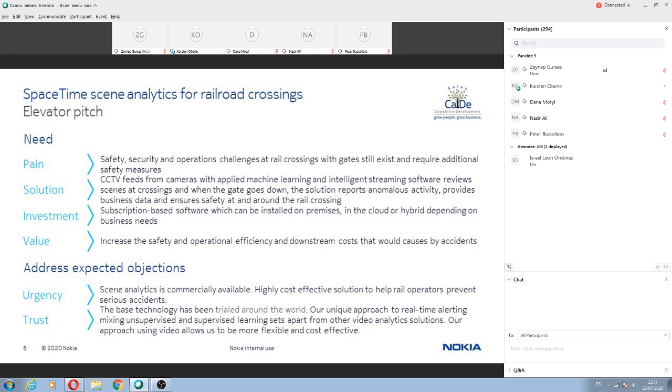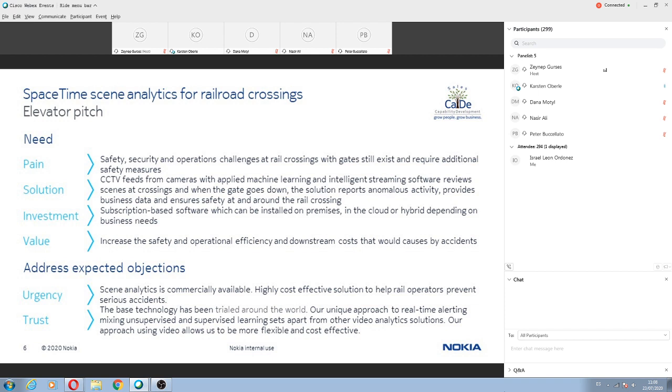The solution we are working on, or we are proposing and bringing to the client, is based on using camera streams, so CCTV streams, feeds from the cameras which are there at the crossings, and then applying machine learning on top of it, based on our thin analytics solution, to identify when the gate, for instance, is going down, if there is any anomaly happening, like somebody crossing, walking over the rail track while the barrier is closed, or a car crossing, or a motorcycle, or whatever.